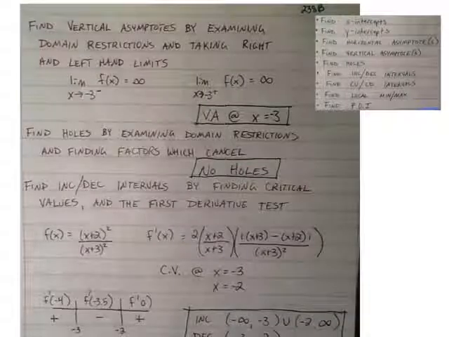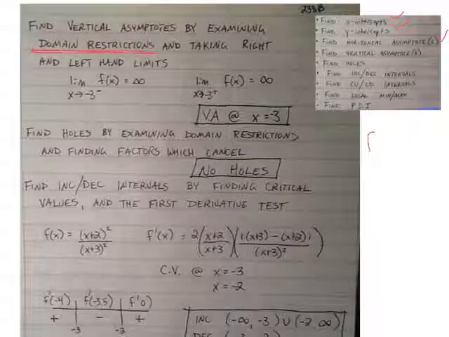Alright, so now we found the x-intercept, the y-intercept, and our horizontal asymptotes. And now we're looking at our vertical asymptotes. And to find our vertical asymptotes, we're going to look at domain restrictions, because domain restrictions oftentimes will mean there is a hole or a vertical asymptote.